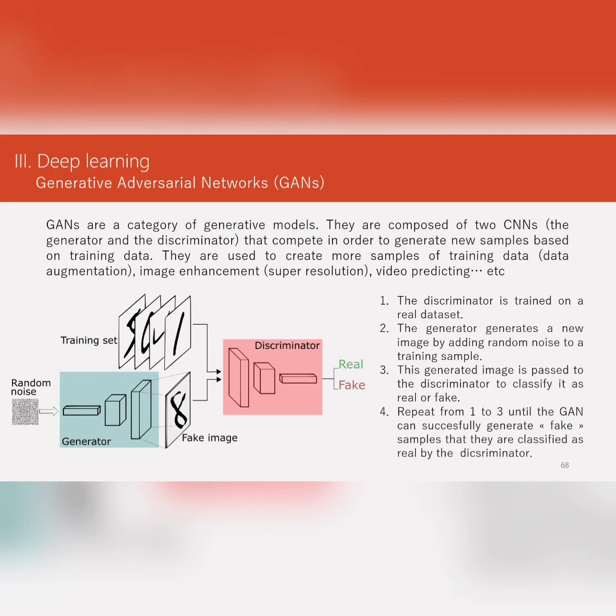And then the generator generates a new image by adding random noise to the training sample. So the generator creates a fake image with the aim to fool the discriminator. After that, this generated image is passed to the discriminator to classify it as real or fake. And these steps are done again and again until the GAN can generate fake samples that are classified as real by the discriminator. So they are fake images, but they look like real images. And this is the purpose of a GAN.